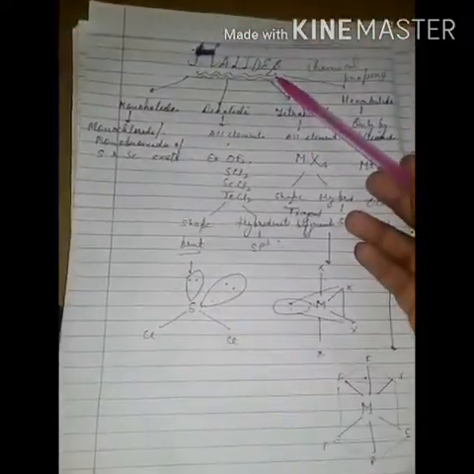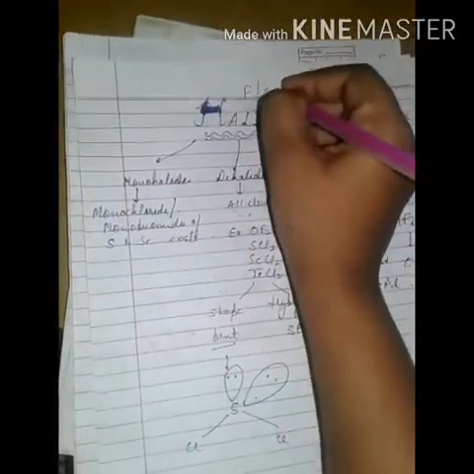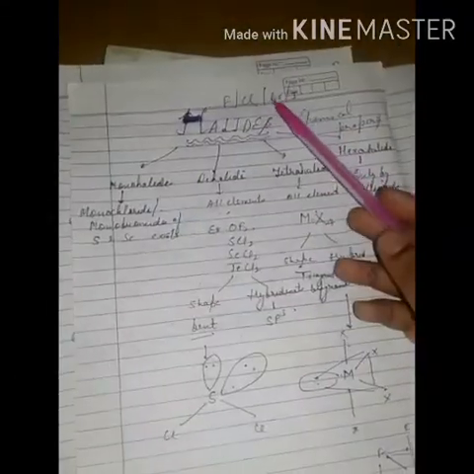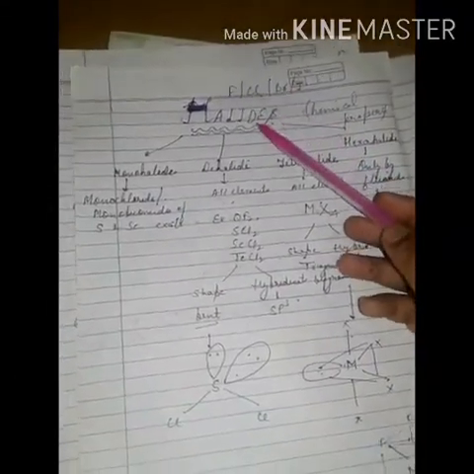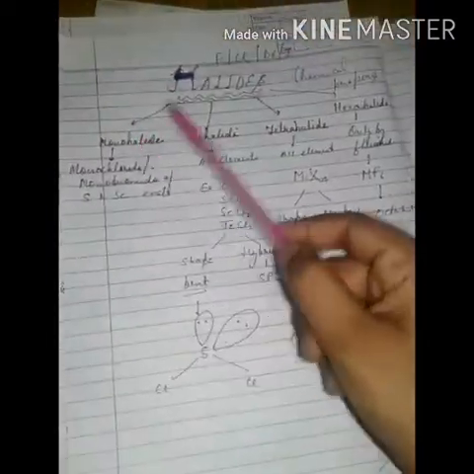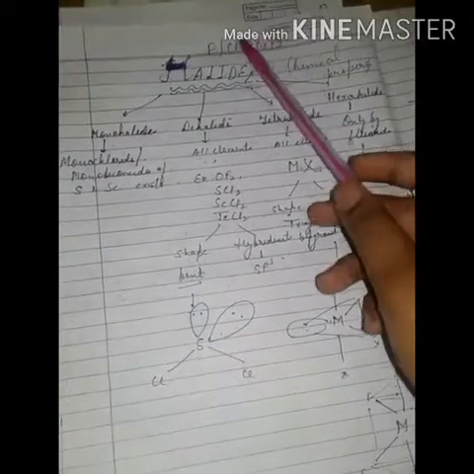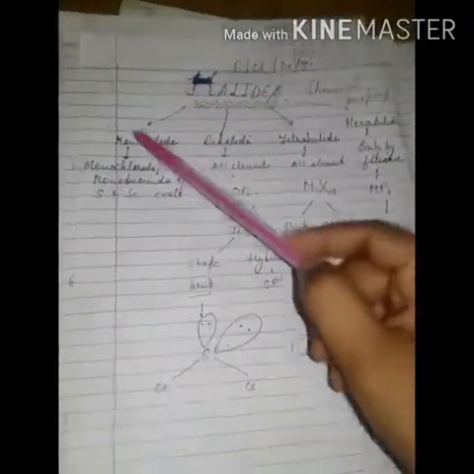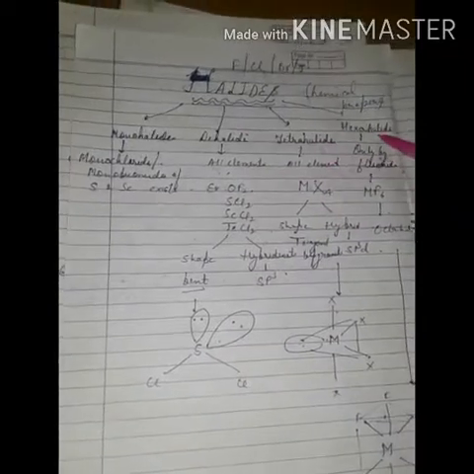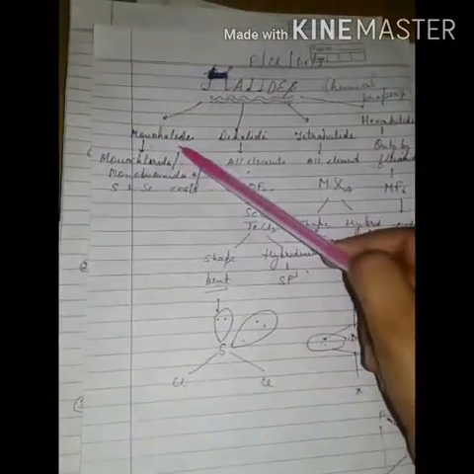Now, halides means halogens, which are fluorine, chlorine, bromine, and iodine. Now we have to study the compounds of these halogens with group number 16. So halides are categorized according to the number of halogens used for the formation of the compound. They are categorized as monohalides, dihalides, tetrahalides, and hexahalides. So let us first start with the monohalides.